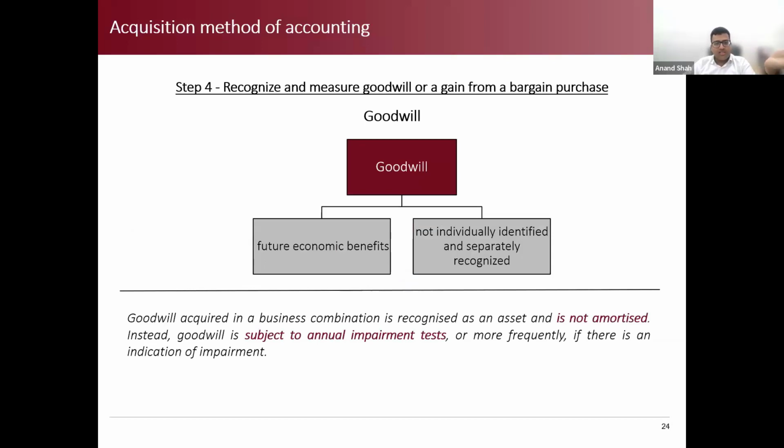Now, if it's goodwill, it's very straightforward. It gets recorded as an asset. I'm sure we are all aware it is not amortized. It is subject to an annual impairment test. And goodwill essentially represents any future economic benefits that the business is expected to generate, which you've not been able to separately allocate to certain tangible or intangible assets.